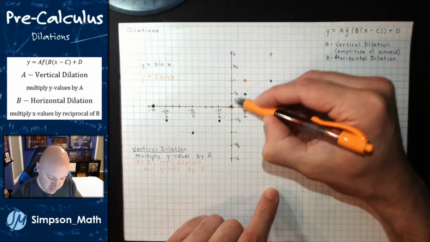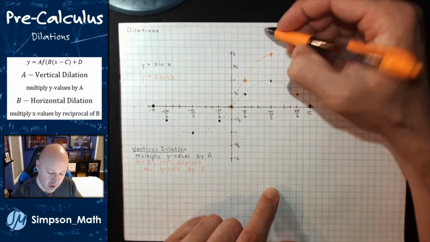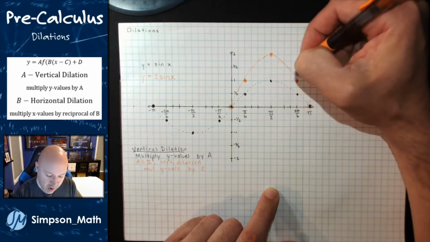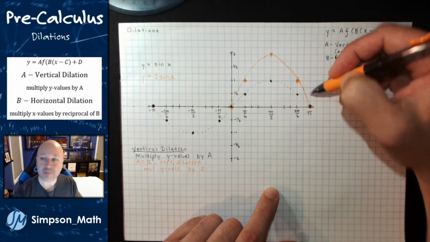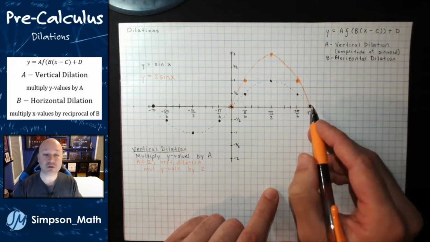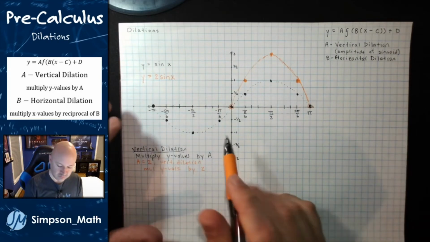So I can kind of see that this shape has remained the same. I still have that wave shape. All I'm doing is vertically stretching this thing away from the x-axis. And of course, the points on the x-axis are stuck or pinned to it.